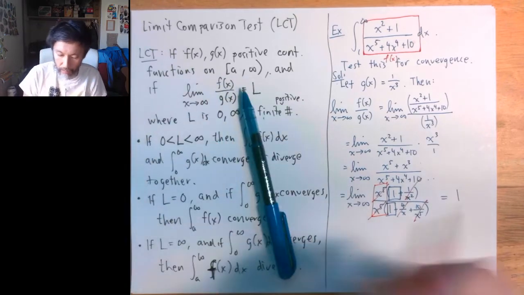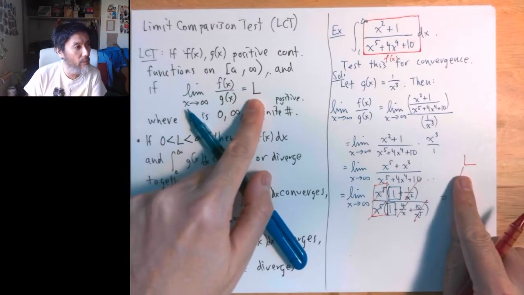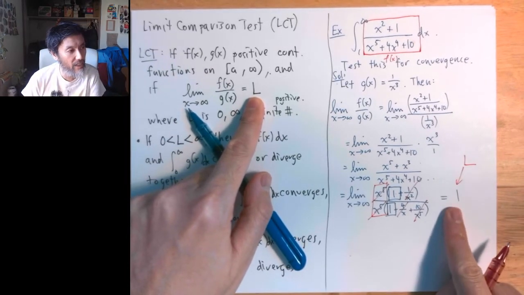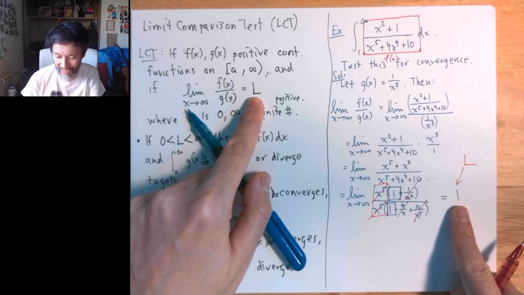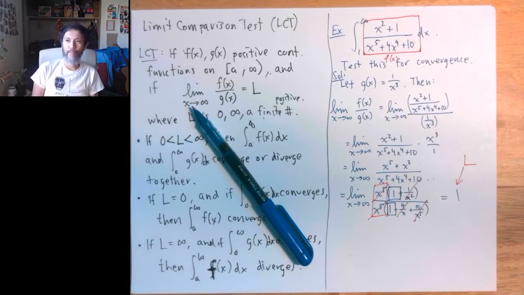And this 1 is what's playing the role of our L, of L in the statement of the limit comparison test. This 1 right here is the same as this L right here. All right?